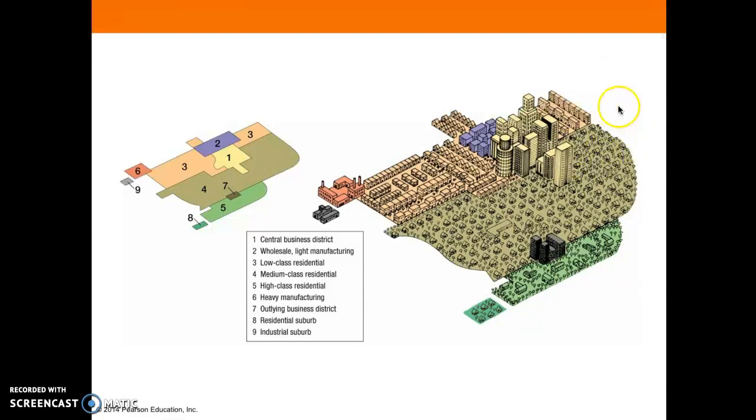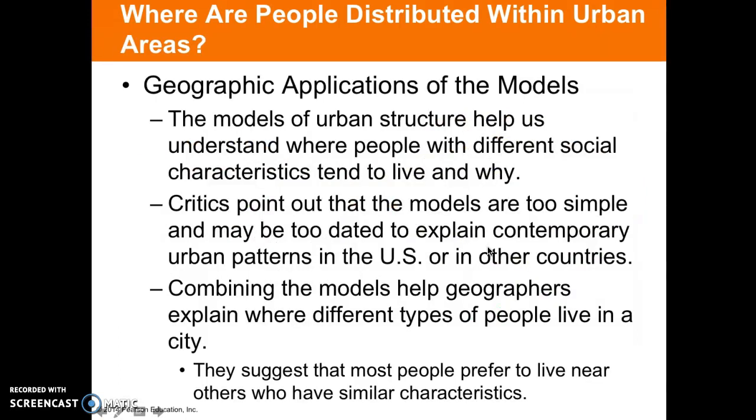Outside of the central business district, you might also have some apartment buildings where people who work late hours, young single professionals, might live. And so the idea is that there are multiple centers that draw different people in. The models help us understand where people with different social characteristics tend to live and why. And these models are really simple.